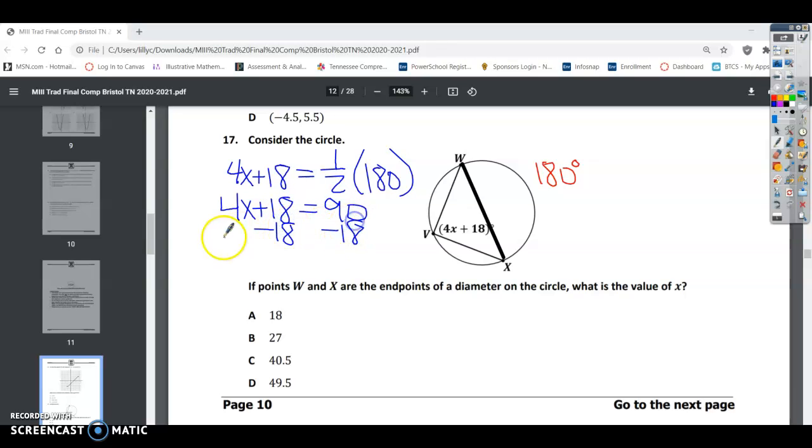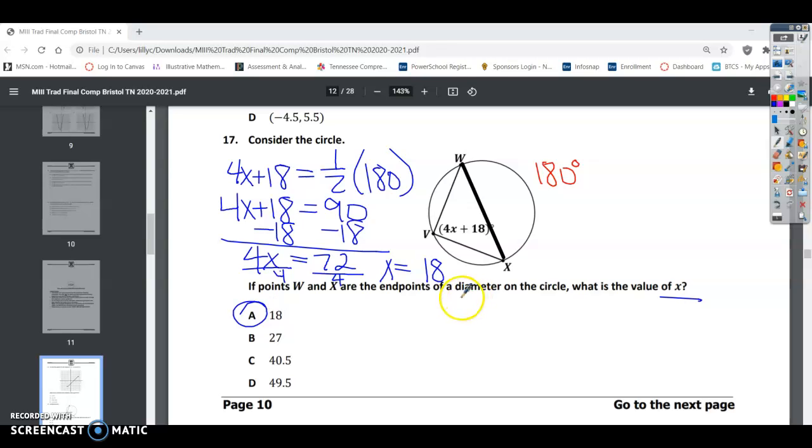Let's subtract 18. 4x is going to be equal to 72 and divide by 4. So x is equal to 18. So it's going to be, what is the value of x, not the angle? So the value of x in this case is 18.